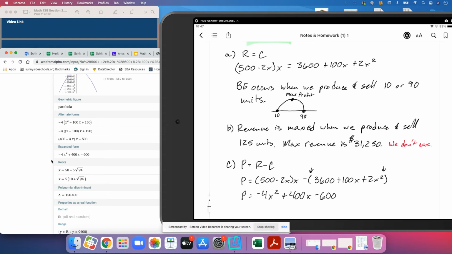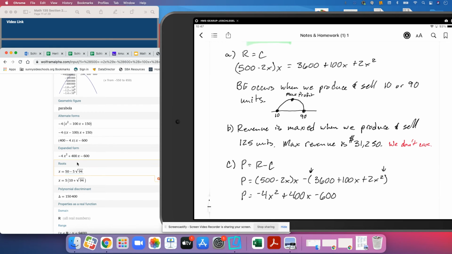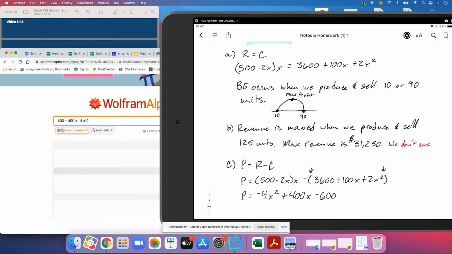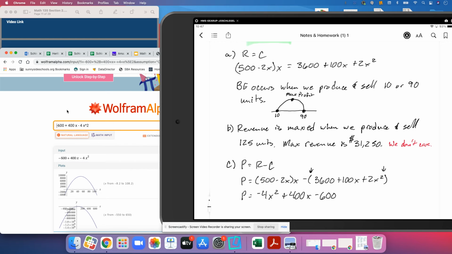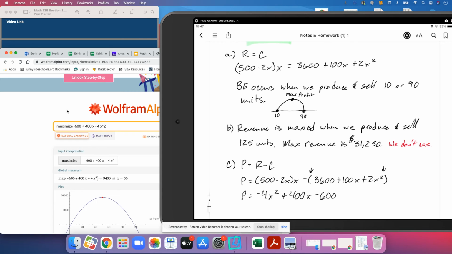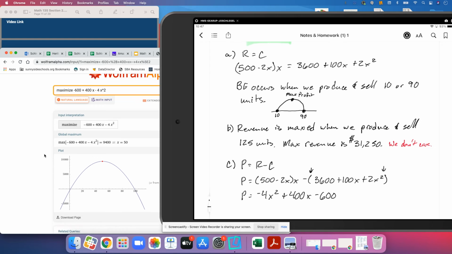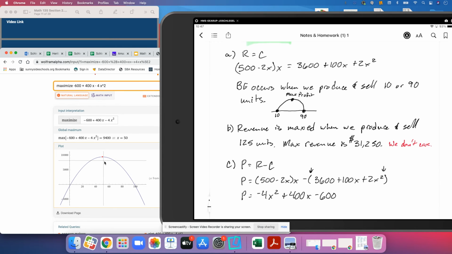Okay, so I'll go ahead. I think I can copy and paste right out of here. Oh, I can click it, and then it will bring it up there. I could have typed maximize in front of what I had written for revenue minus cost, but I prefer to go through this process and make sense of it a little bit better. So this is our profit function, everyone.